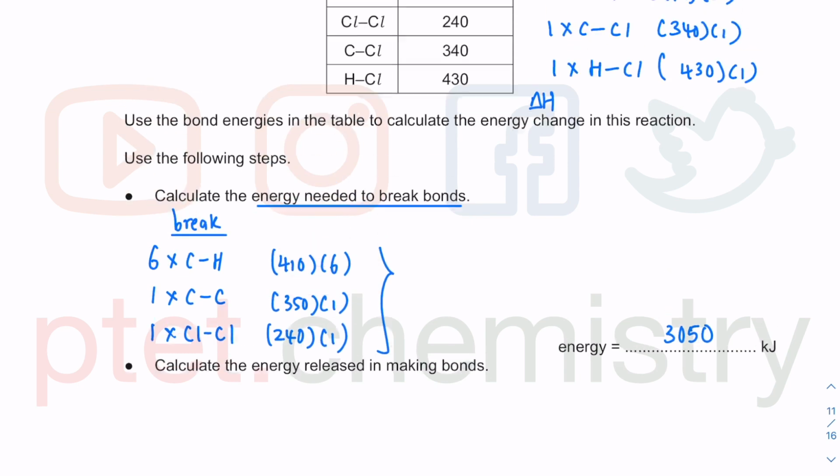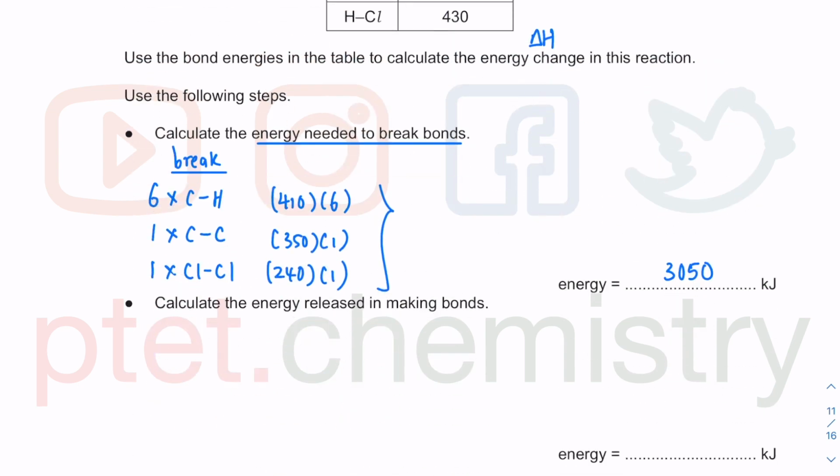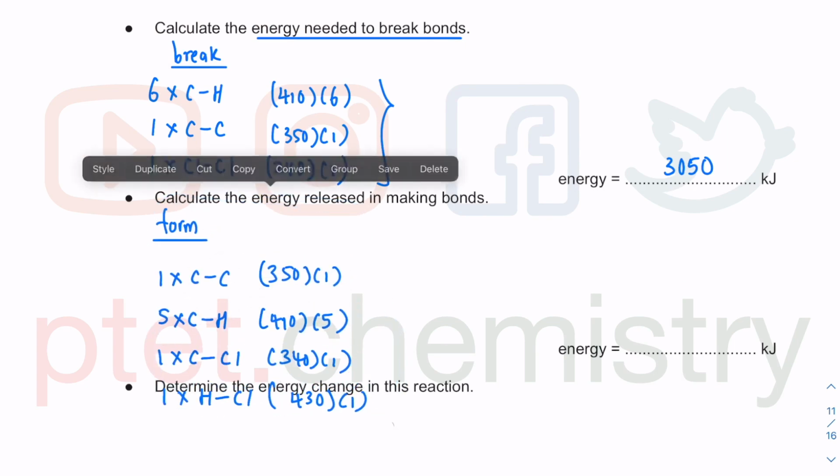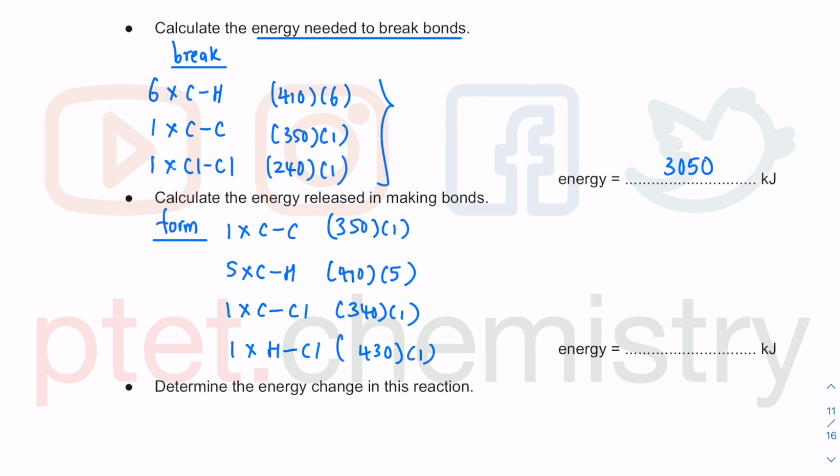In terms of the energy released when I form bonds, it looks like I'm forming a lot more bonds, so I might not have enough space there. I might have to squeeze in a little bit. And when I add this up, I'm going to get 350 times 1 plus 410 times 5 plus 340 times 1 plus 430 times 1, and I get a total of 3170 kilojoule there.